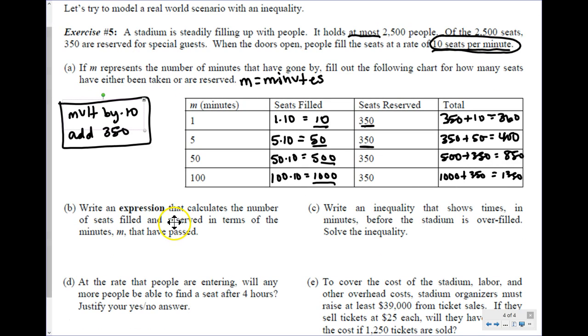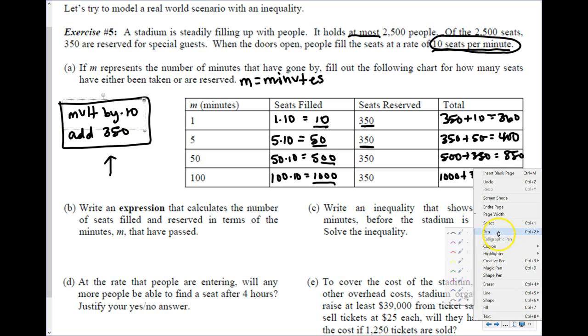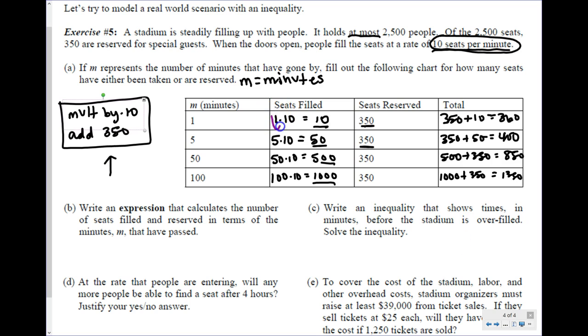Write an expression that calculates the number of seats filled and reserved in terms of n. Well, that's where this comes into play. So where is m in my table? Well, m is this number right here that changes every time, because it's a variable, right? The 1, the 5, the 50, and the 100, those are what changed. So that's my m.